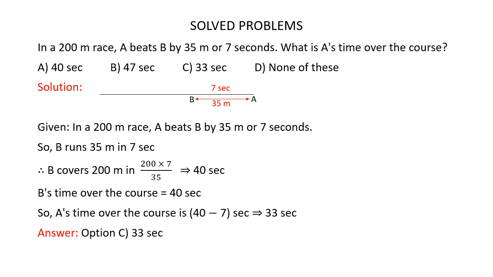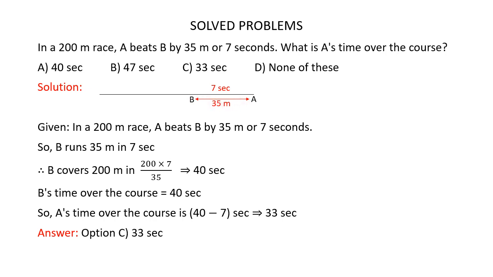So it's a 200-meter race. So this whole distance is 200 meters. Now it's given A beats B. So clearly A is the winner here. So A beats B by 35 meters. This means when A starts from here and reaches the winning point, B is still somewhere at this point, which is 35 meters behind A.